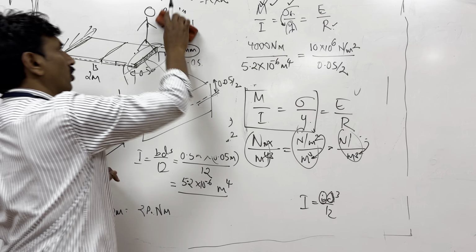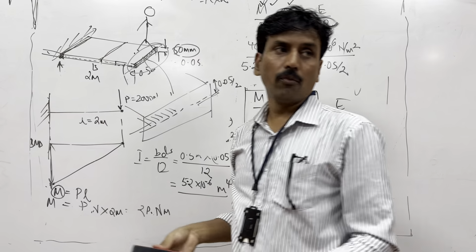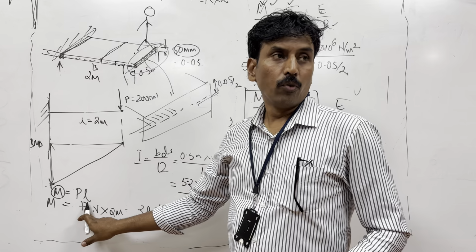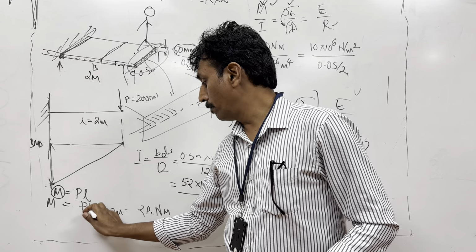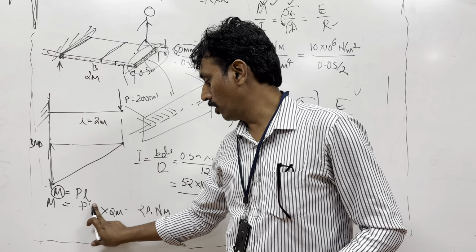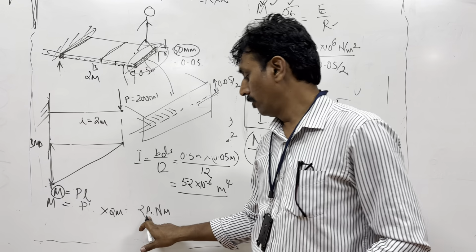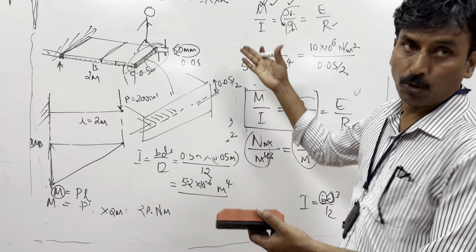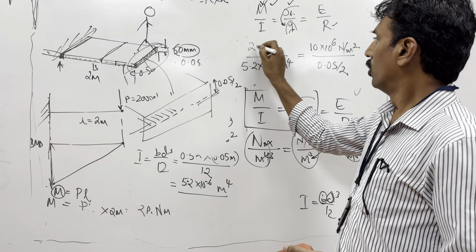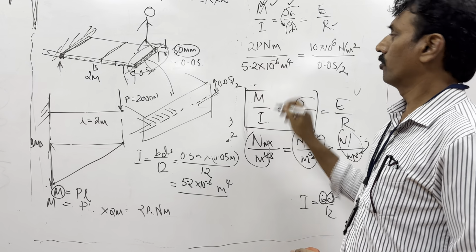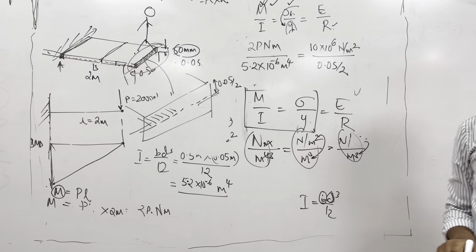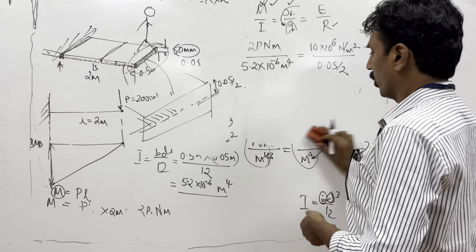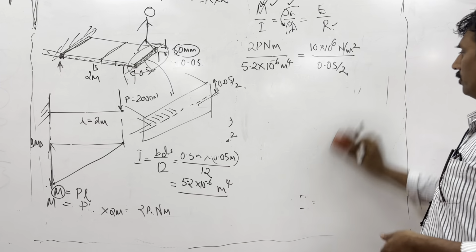I said it is actually 200 kgs, but I was supposed to find the weight. Instead of 200 kgs here, which became 2000 newtons, I am writing it as P newtons. So it is P newtons into 2 meters, which becomes 2P Newton meters. I am substituting it here because I am supposed to find P. Now it's easy for us to solve this equation and find P.